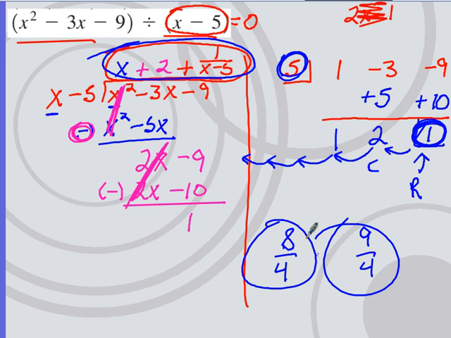What does that tell us? 8 is a multiple of 4. 4 is a factor of 8. 4 is not a factor of 9. 9 is not a multiple of 4. So what does that tell us about this? X minus 5 is not a factor of x squared minus 3x minus 9. Why is it not a factor? Because it has a remainder.